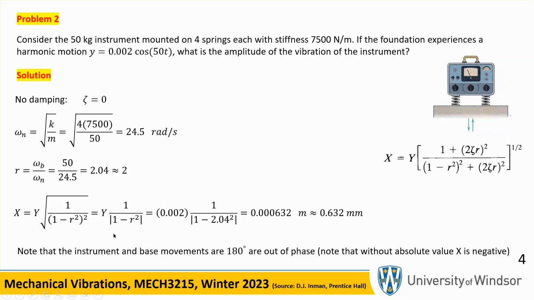One thing you want to check here, and it's obvious when you do that, notice that R is 2. If you plug in R equal to 2 in this expression without the absolute value, you get a negative number, which means big X is going to be a negative number. That minus sign simply means that the mass is 180 degrees out of phase with the base motion. That's just a comment.